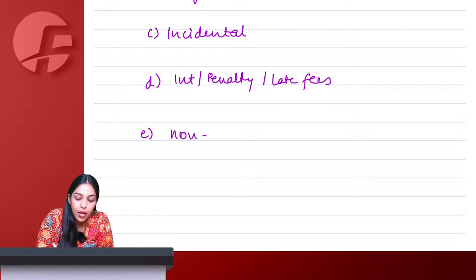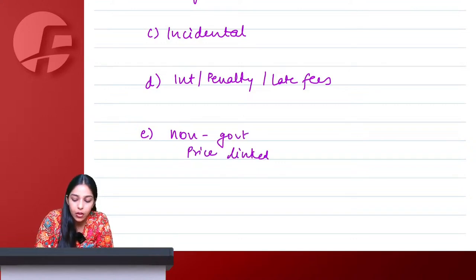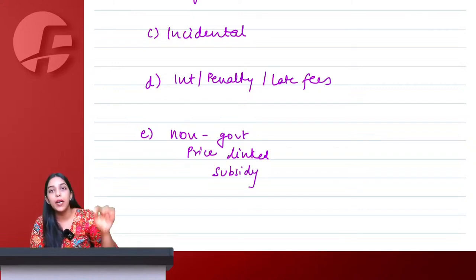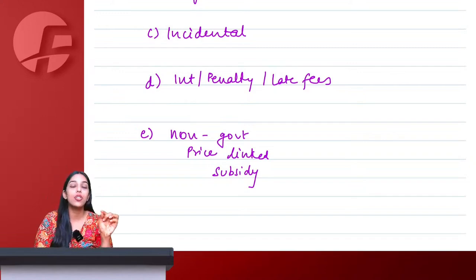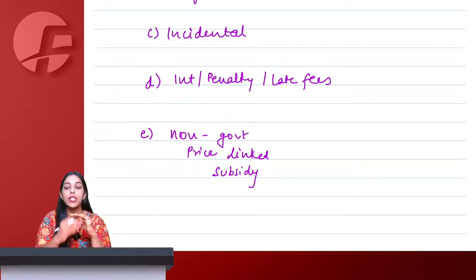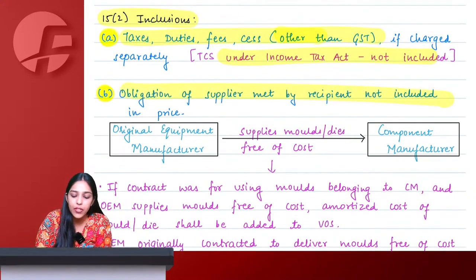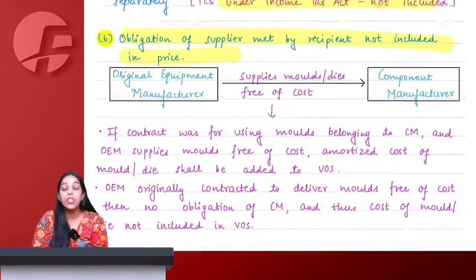And the last point is non-government price linked subsidy. It should not be a lump sum subsidy. You should be able to link this subsidy per item, per service, and it should also not be received from the government. So if it is a non-government price linked subsidy, then this will also form part of your value of supply. So inclusions under section 15(2): no GST, no TCS, other than that all the taxes, and any obligation of the supplier met by the recipient which is not included in the price.